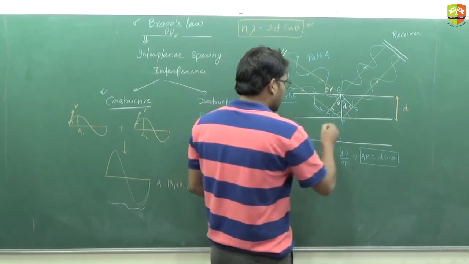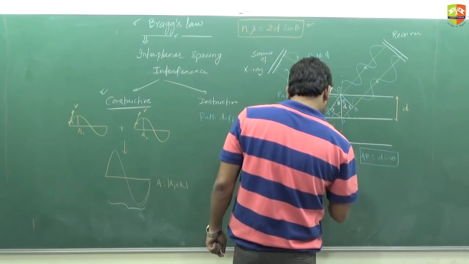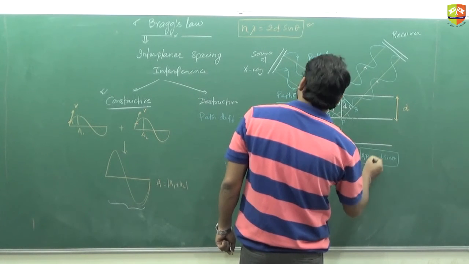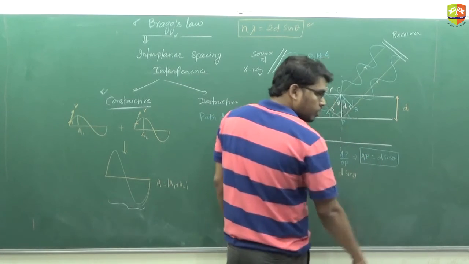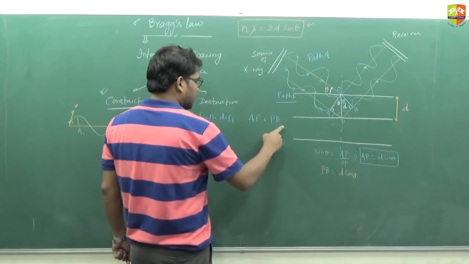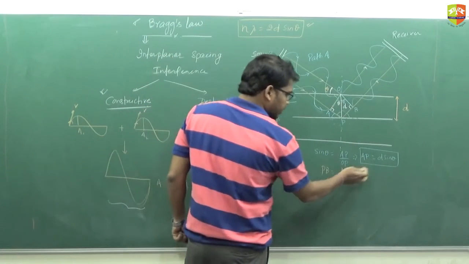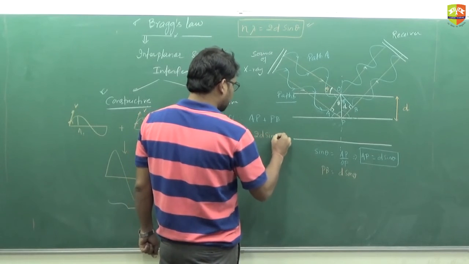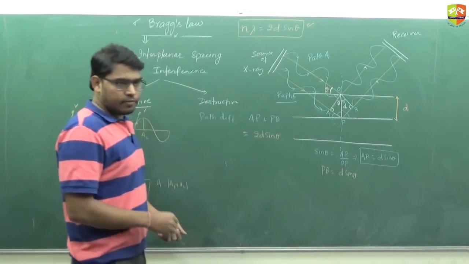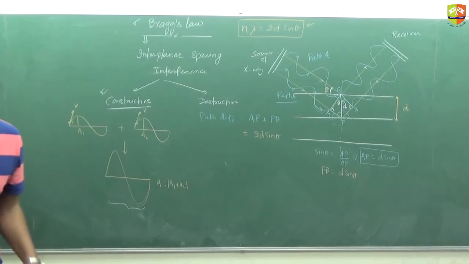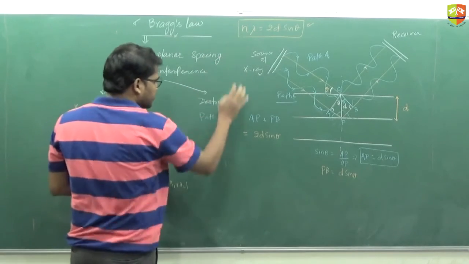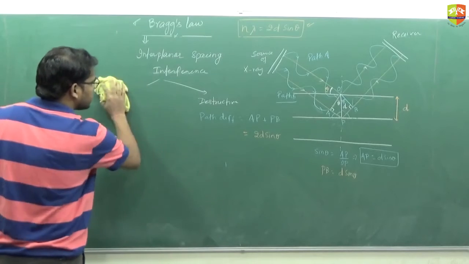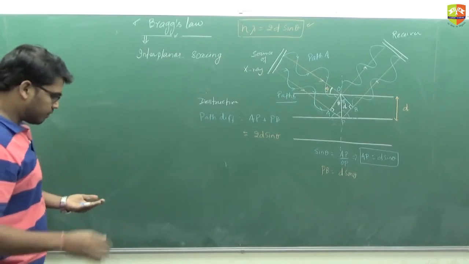Now if it is theta, then what is PB? PB is again d sine theta. So what is the path difference, AP plus PB? d sine theta plus d sine theta. That is 2d sine theta. Okay, path difference. Now if the path difference in terms of lambda is n lambda, then this thing is true, right?